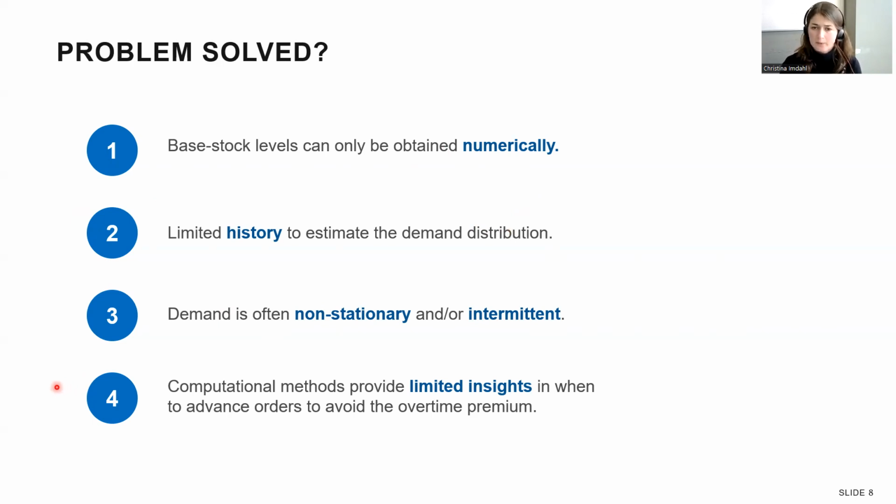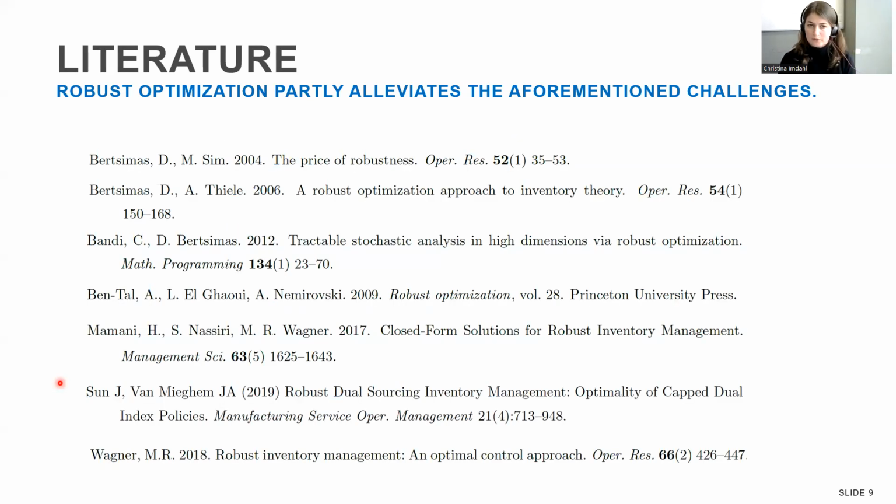In addition, we would also like to generate some insights for the company to understand when we actually want to advance or postpone orders to avoid the spot premium, and what we can learn from that. And this is so far not possible with mainly computationally derived base stock levels. So we use robust optimization, which can partially alleviate some of these challenges that I just mentioned, especially on the non-stationary demand.